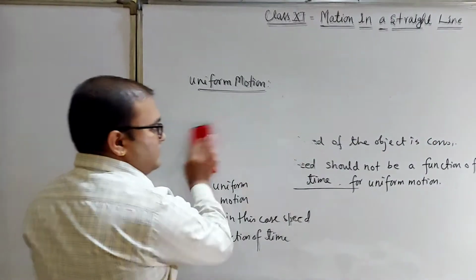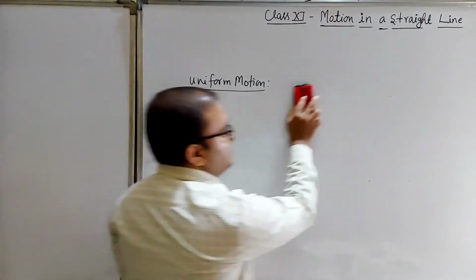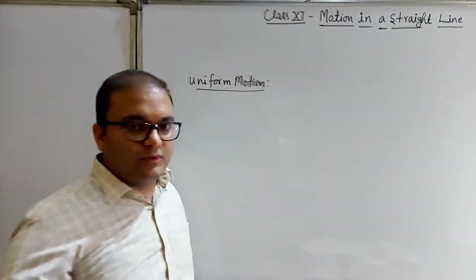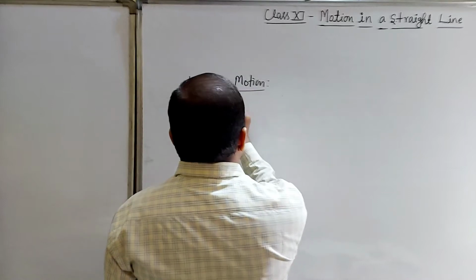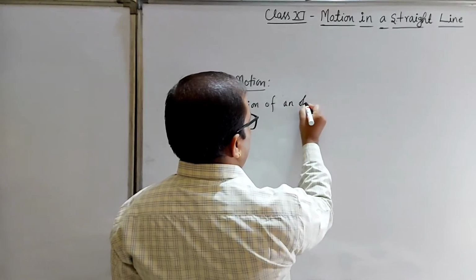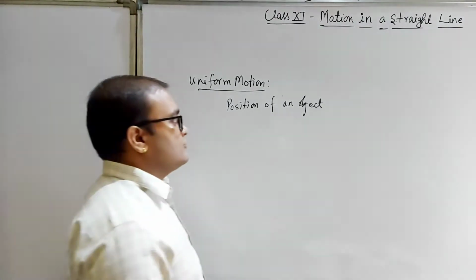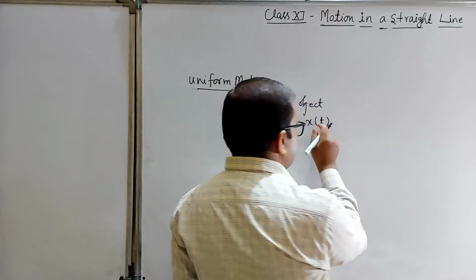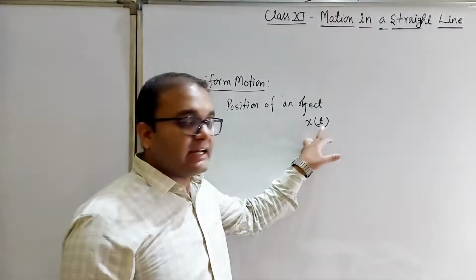Now suppose we discuss uniform motion with position as a function of time. In the case of position as a function of time, we will calculate the slope. Suppose now I am writing here the position of an object. Position of an object is a function of time, meaning the position of an object is represented as, suppose, x(t). x(t) means, as I explained in the previous lecture, the position of an object x at time t.